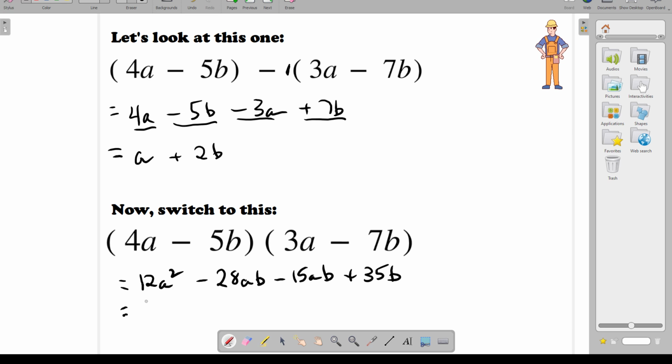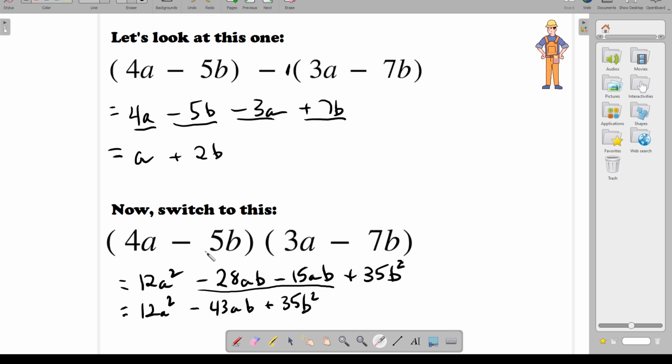35b squared. Now we can combine our like terms. These two go together, so that's negative 43ab plus 35, and again, that should be squared. Negative 5b times negative 7b is positive 35b squared because we are multiplying. We're taking this times this, and we get b squared.